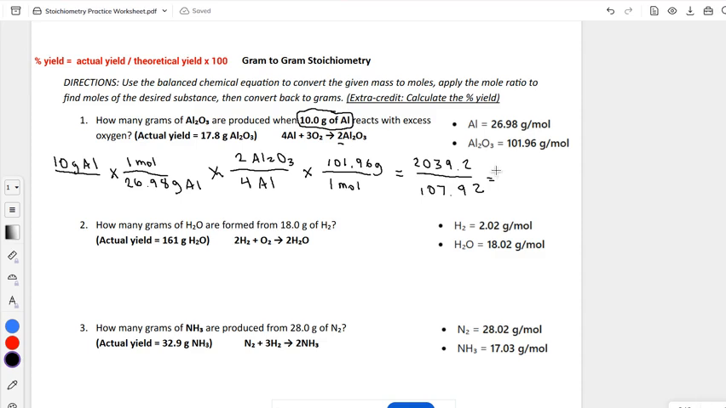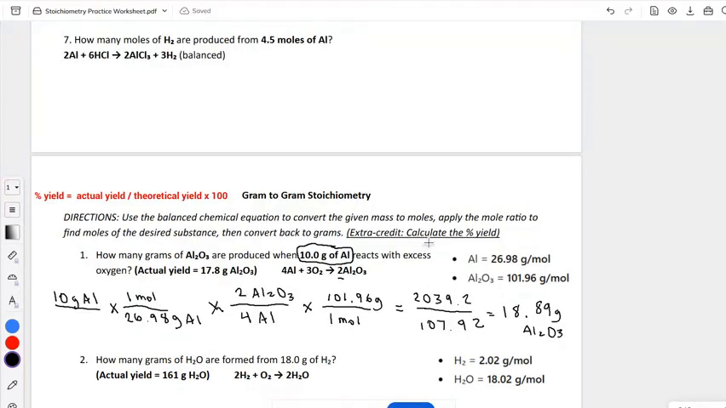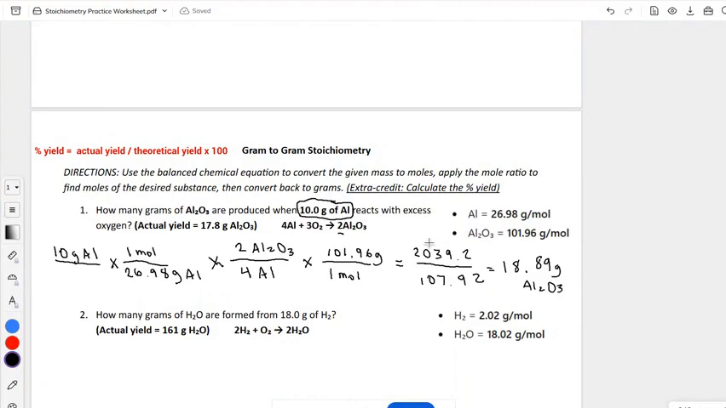2,039.2 divided by 107.92 equals, we're going to get 18.89 grams of aluminum oxide, Al2O3. And I almost forgot. So now, okay, we did all our math. So from 10 grams of aluminum, we can make 18.89 grams of aluminum oxide, Al2O3.